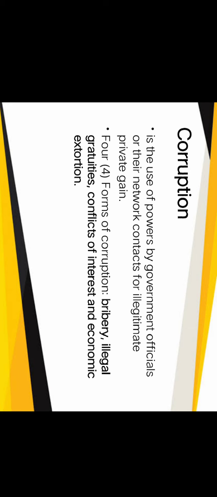Next is corruption. It is the use of powers by government officials or their network contacts for illegitimate private gain. Corruption has 4 forms: bribery, illegal gratuities, conflicts of interest, and economic extortion.